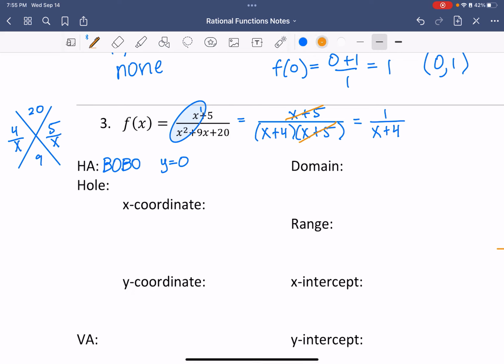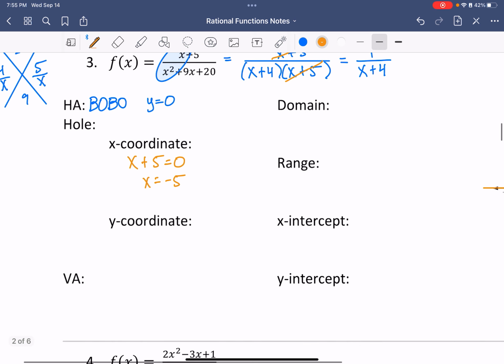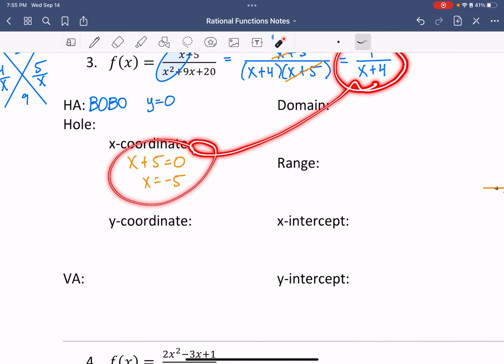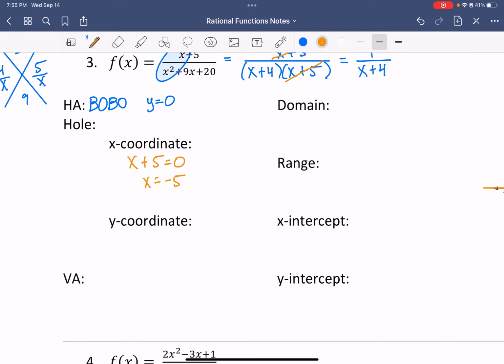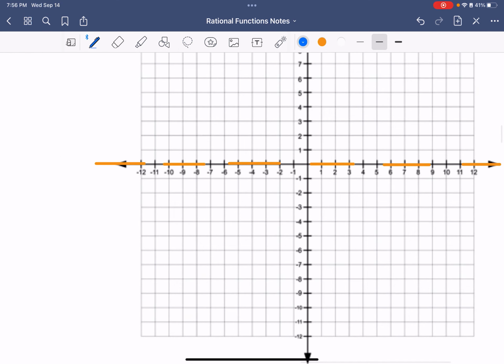Step 3 is to do the hole. So the x coordinate, you grab the canceled factor, which was x plus 5, set it equal to 0, subtract 5, you get x equals negative 5. Whatever you get there, you're going to put this over here. So f of negative 5 is equal to 1 over negative 5 plus 4. And then you just simplify that, okay? So 1 over negative 1, which equals negative 1. So the hole is at negative 5, negative 1. And I'm going to go to my graph and make a little hole there at negative 5, negative 1.